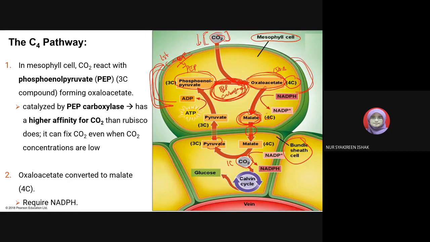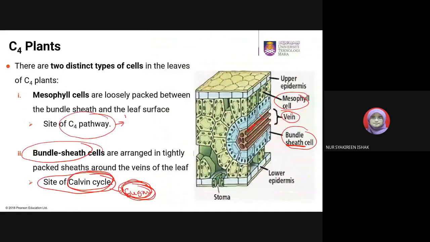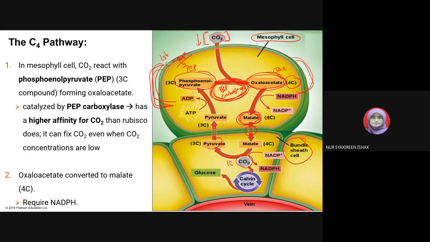So let's look at pyruvate first. Pyruvate enters back into the mesophyll cell and regenerates the PEP, to continue the reaction. Alright, back to carbon dioxide. The carbon dioxide released in the bundle sheath cell will accumulate there and cause the carbon dioxide concentration to increase. And then only can carbon dioxide enter into the normal Calvin cycle to produce sugar. So the sugar, when it is produced, enters into the vein to be transported to other parts of the plant.